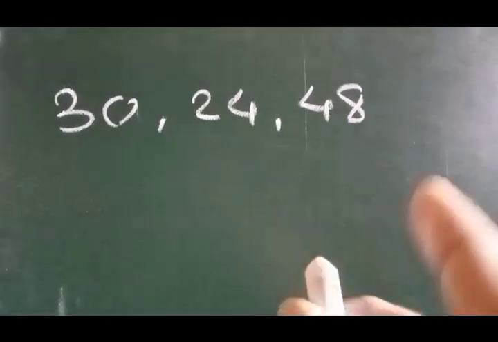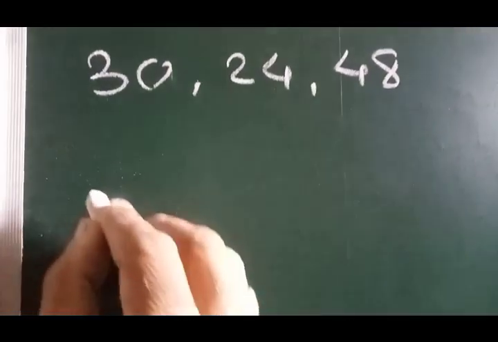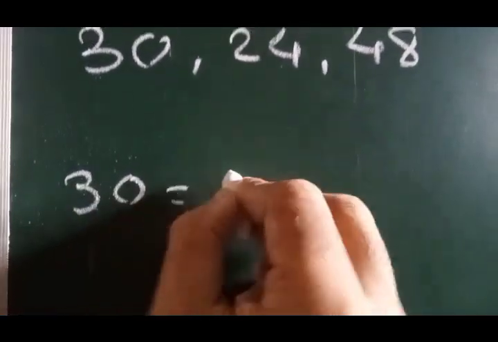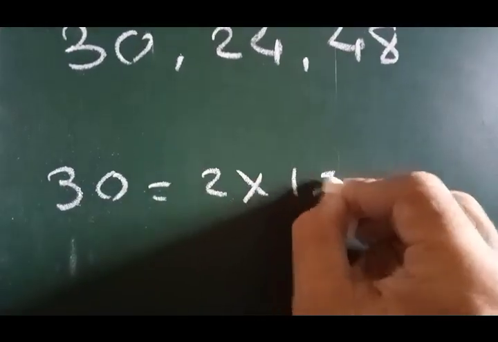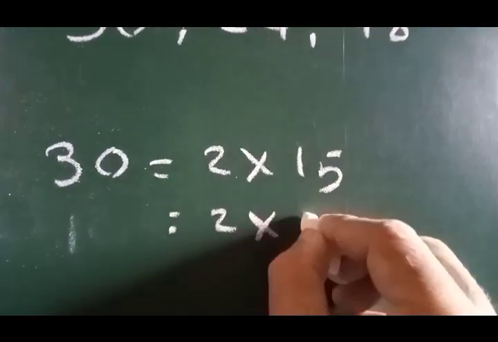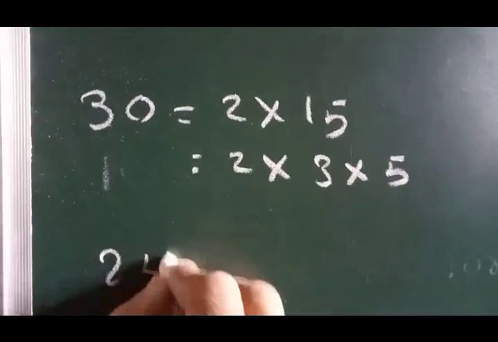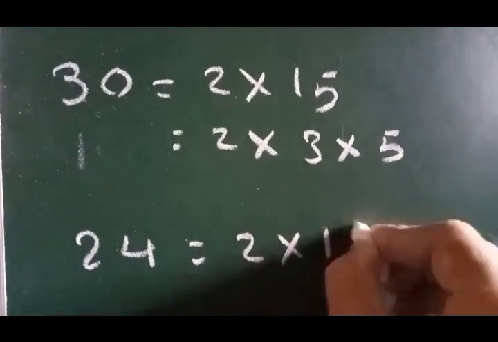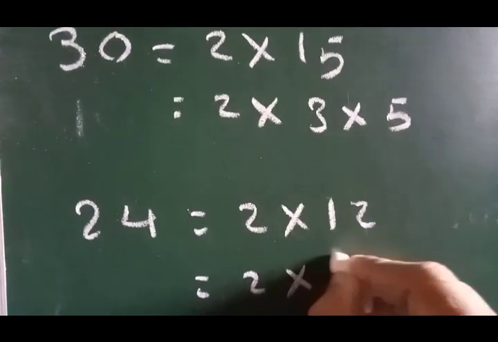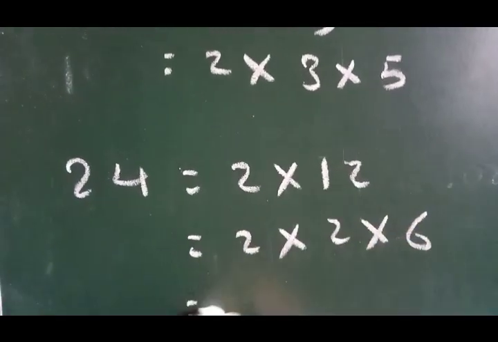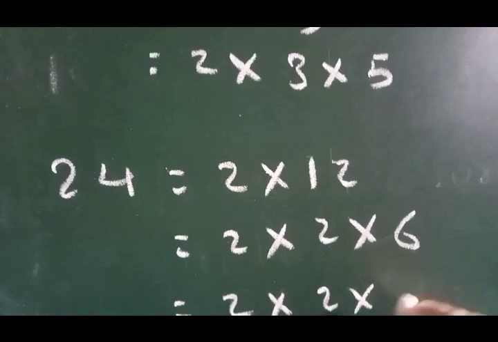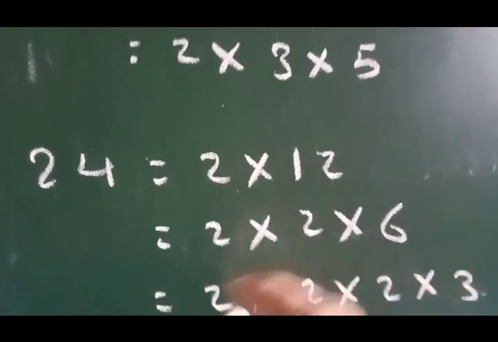30, 24, 48. First 30: 2 into 15, 2 into 3 into 5. Then 24: 2 into 12, 2 into 2 into 6, then 2 into 2 into 2 into 3.